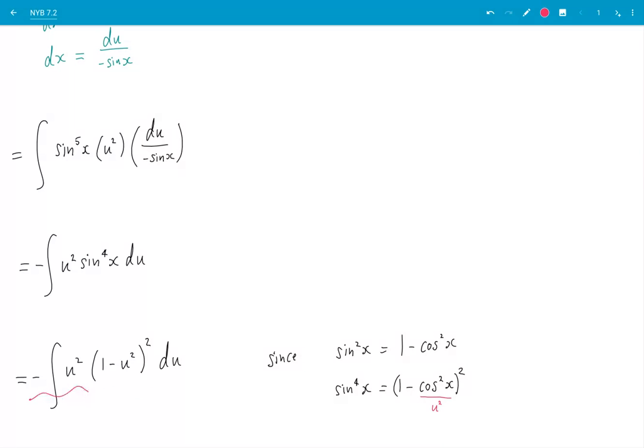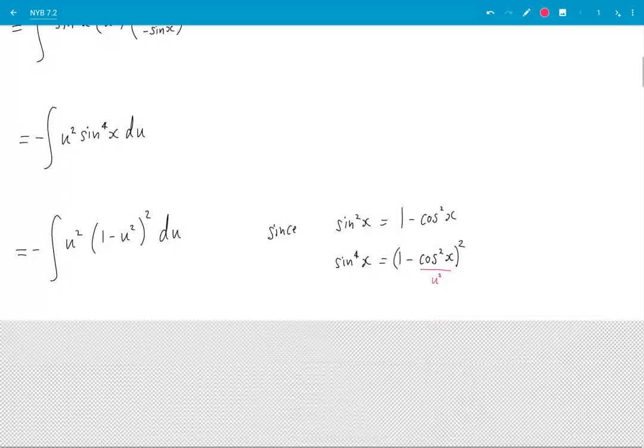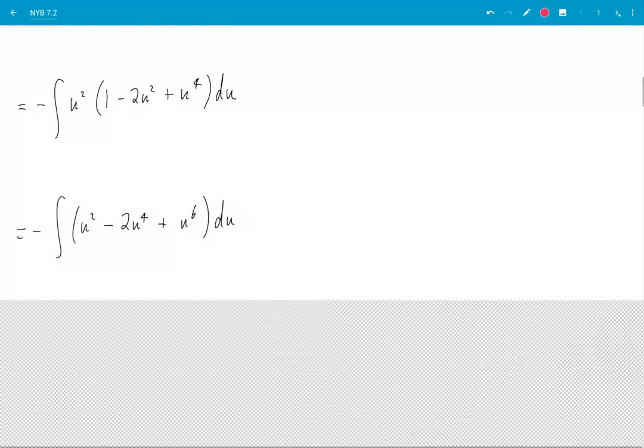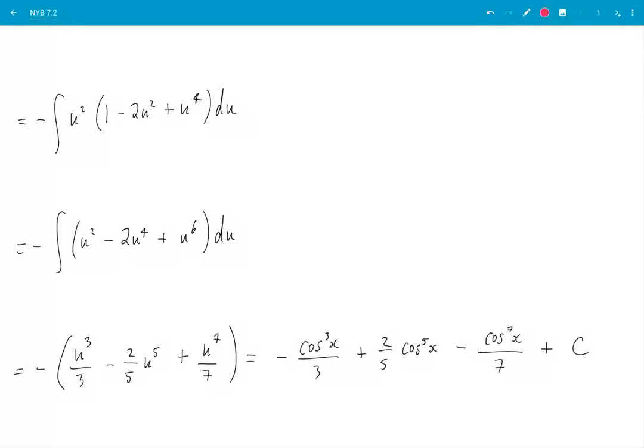Now, I think you can tell this is going to work out now. I've resolved my issue of mixed variables. The rest will be just expanding and sorting things out. So I expand, and then I integrate term by term to get this. And then plug in u is equal to cosine. And that's pretty much it.